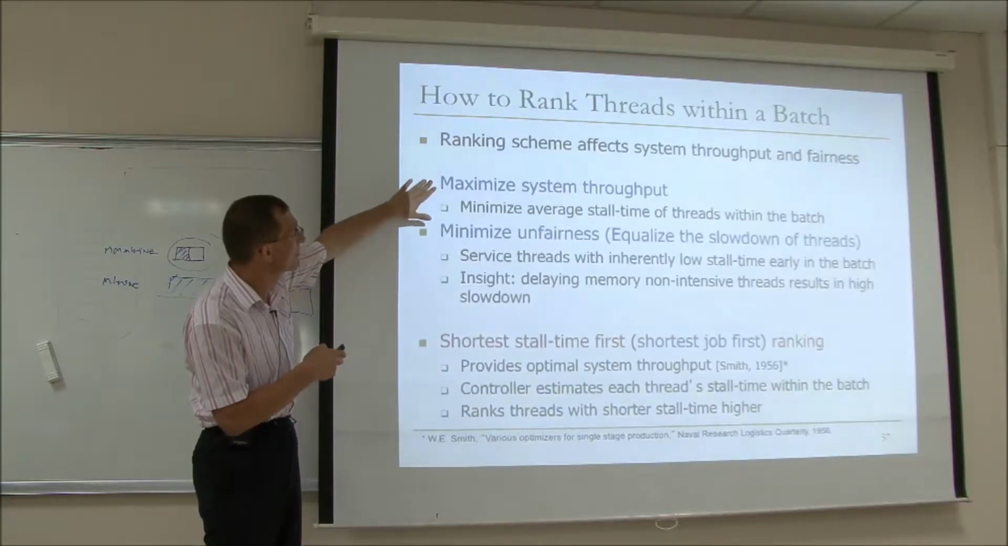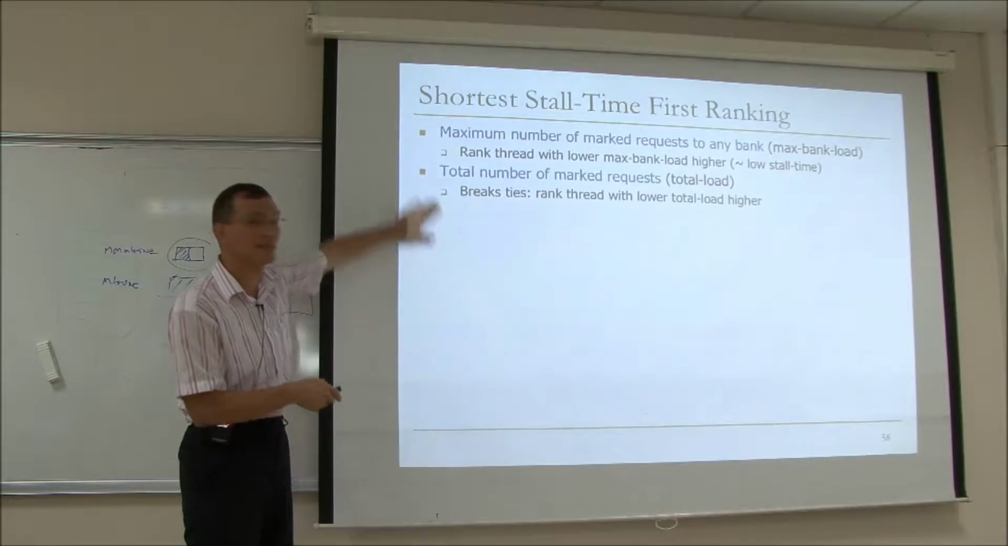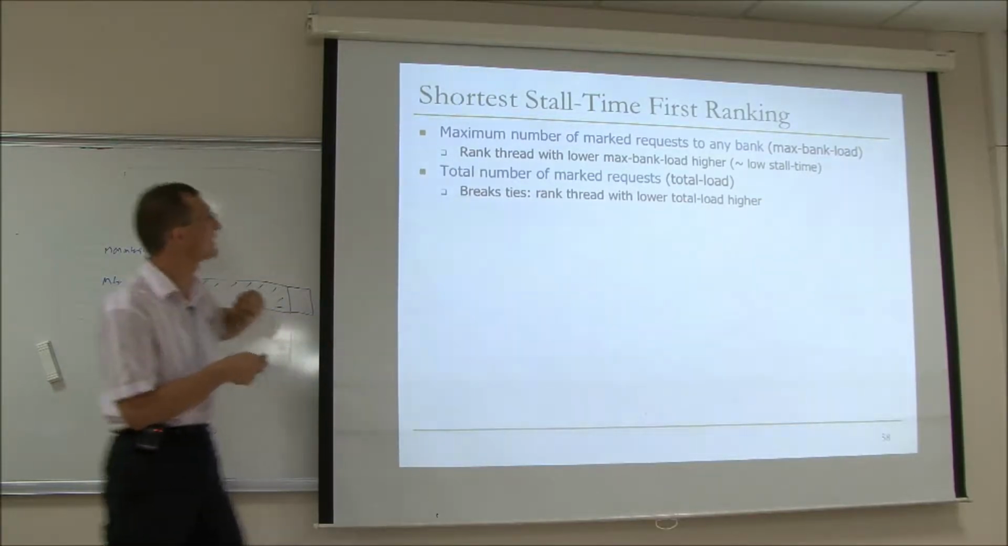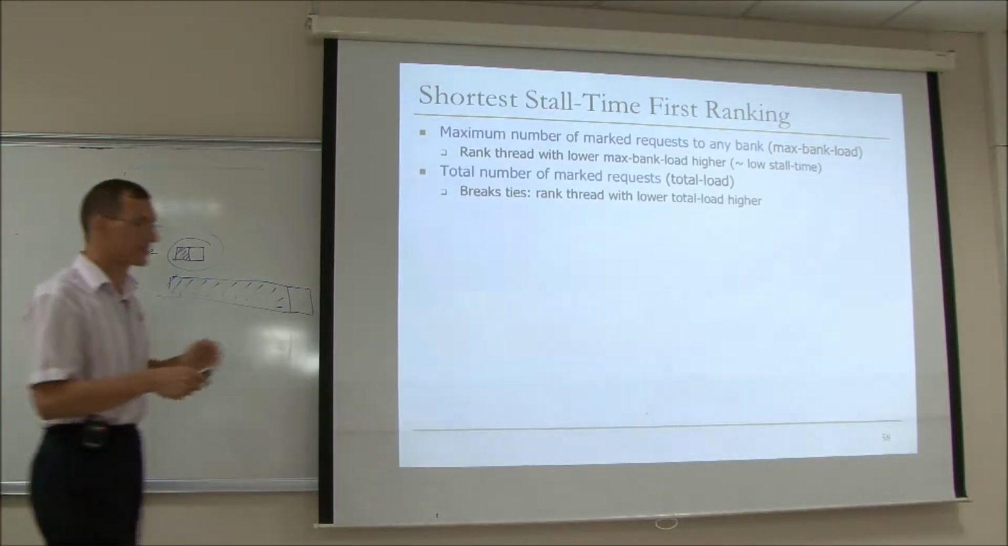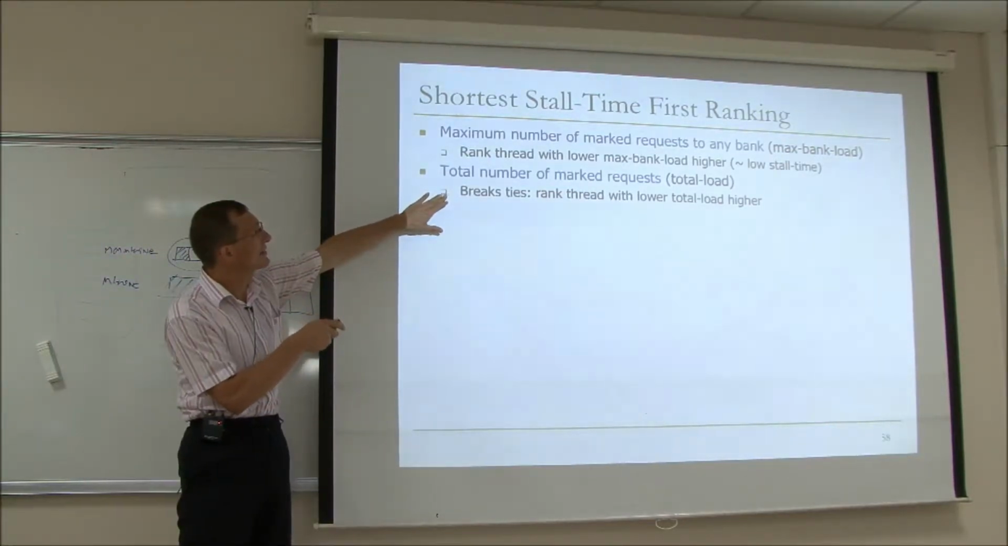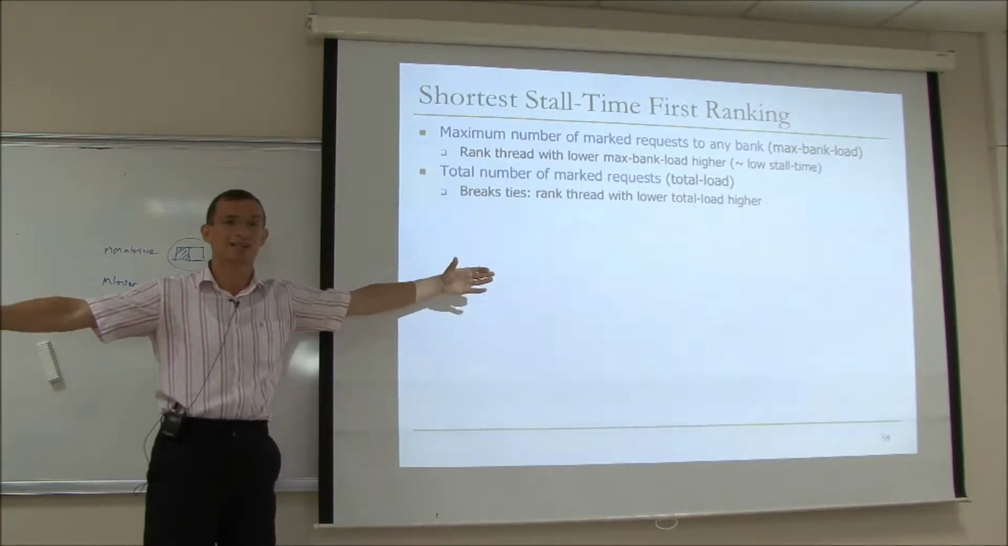So how do we actually compute the stall time for each thread, such that we can find the shortest stall time threads? The memory controller looks at two different values for each thread. One is the maximum number of marked requests to any bank. I'll call this the max bank load. We're going to rank the thread with lower max bank load higher. I'll show you an example.